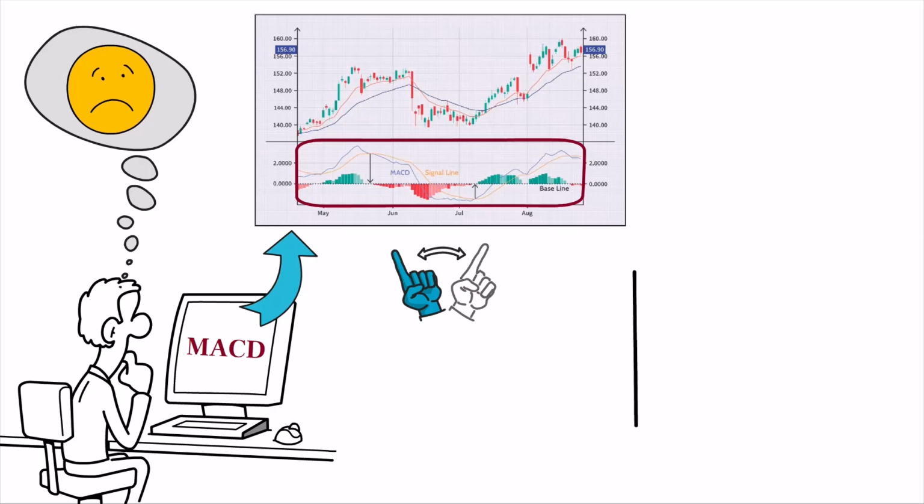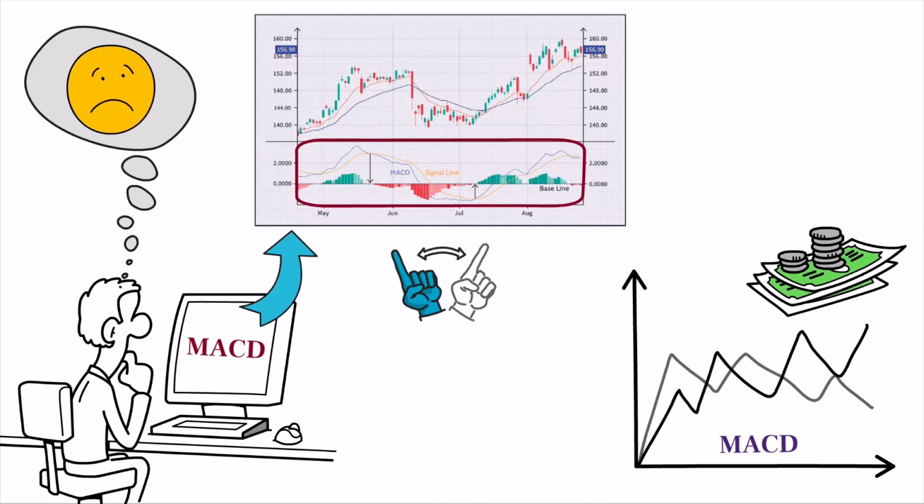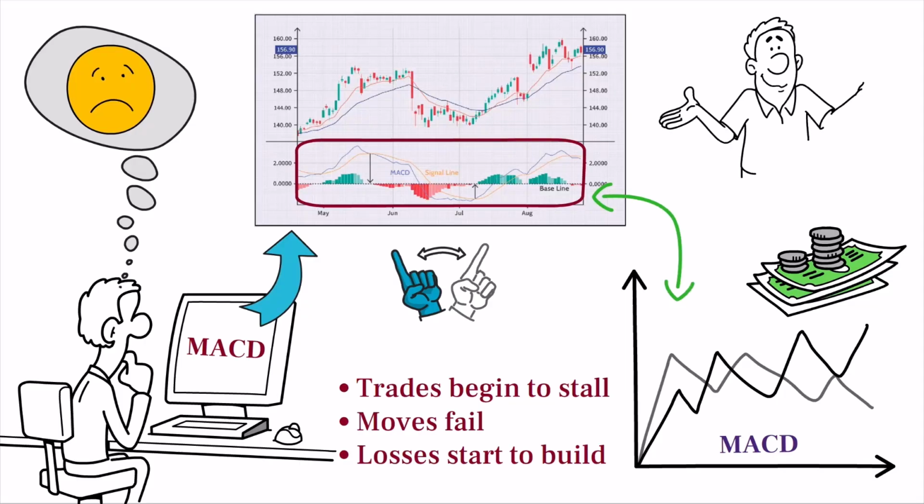So they do what most traders do. They start looking for signals. They watch for crossovers and try to turn MACD into a complete trading system. At first, that can seem like it works, but then trades begin to stall, moves fail, losses start to build. Not because MACD is broken, but because it was never meant to be used that way.